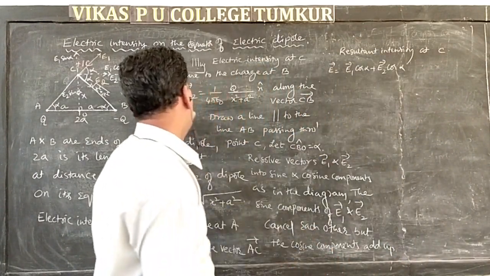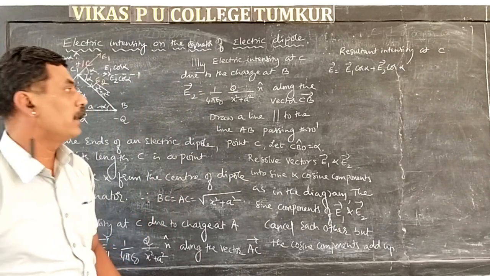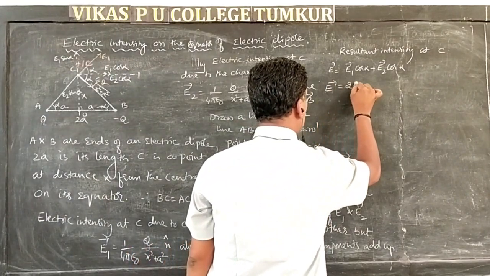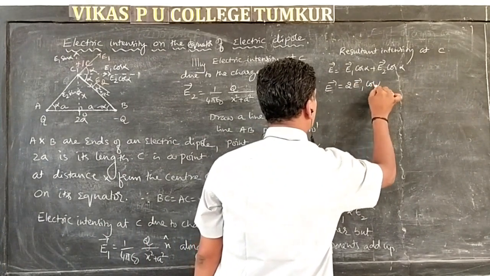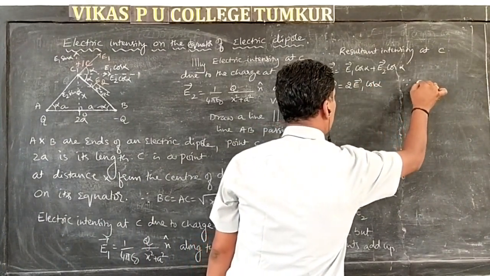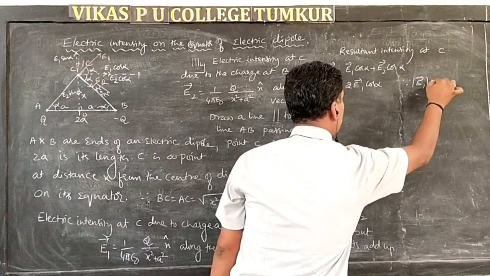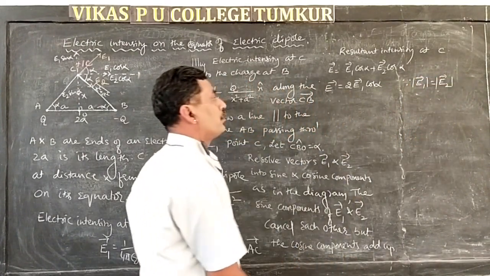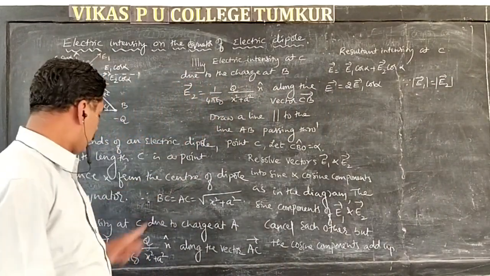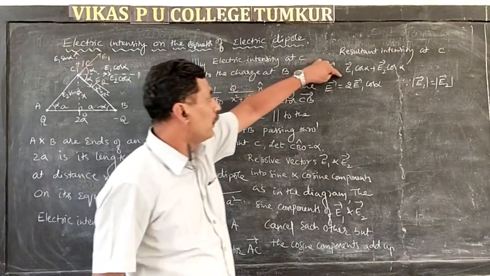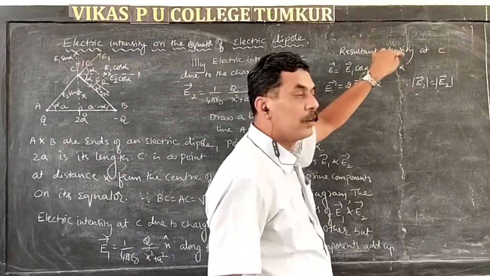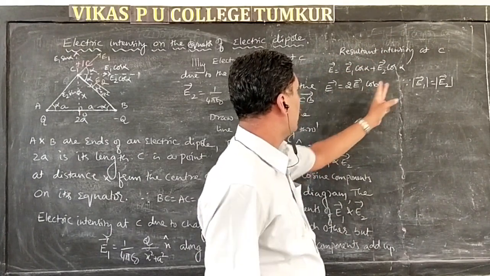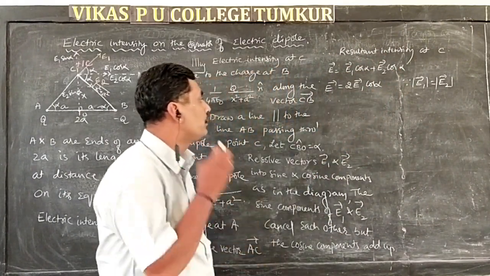Since E1 and E2 are equal, I can write 2E1 cos alpha, because the magnitudes of E1 and E2 are equal along the same direction. So they are equal. Therefore, E1 cos alpha plus E1 cos alpha is 2E1 cos alpha.